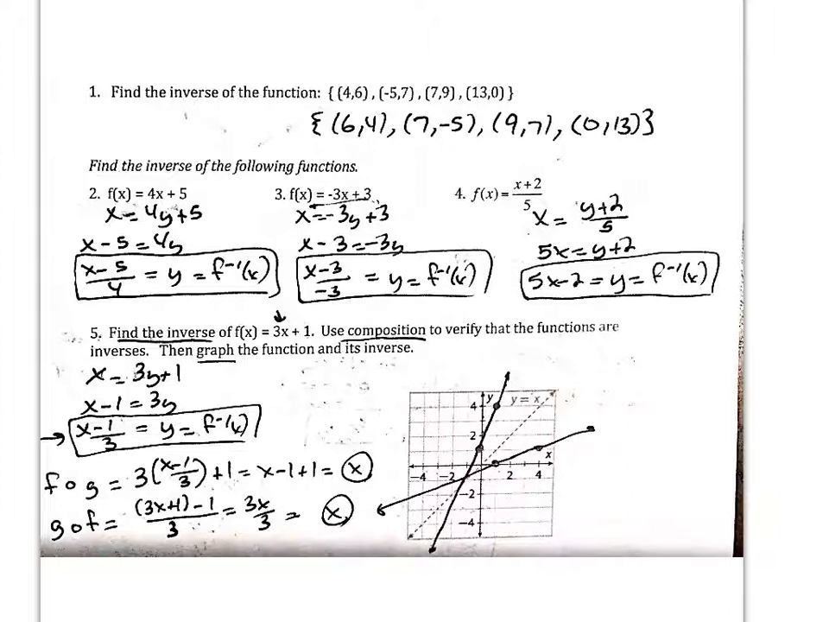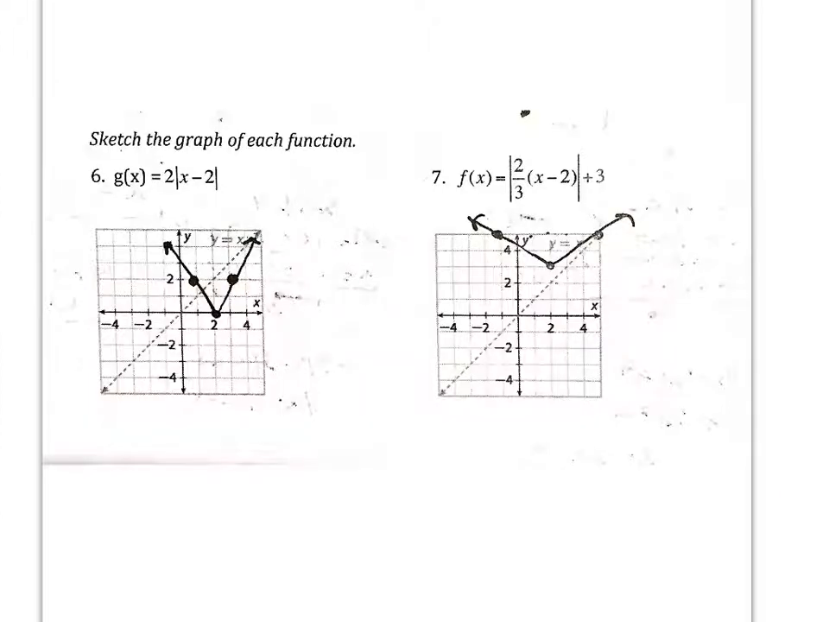Then, the inverse, the easy way to graph the inverse if you don't want to do the work is just reverse the x and y's. That's 0, 1, so I'm going to go to 1, 0. This point up here is 1, 4, so I'm going to go to 4, 1, draw my lines. The y equals x line goes right through them. 6 and 7 are just graph.